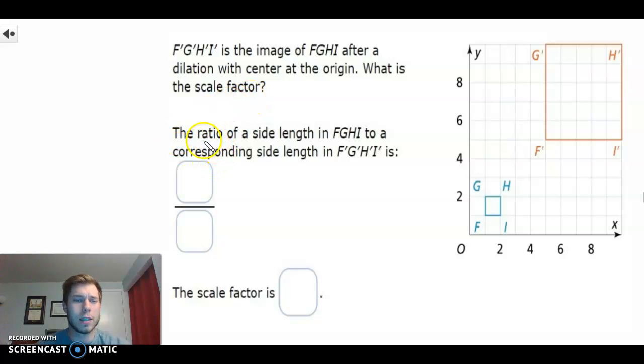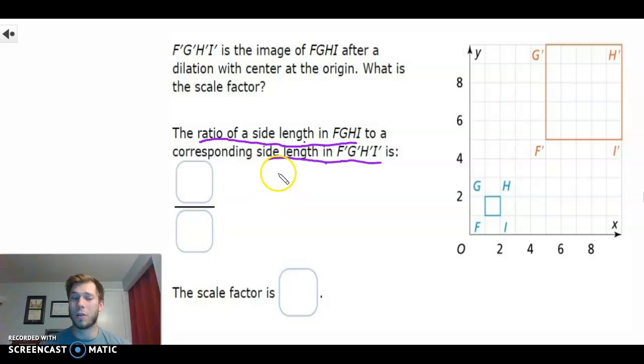Okay. Recall that the scale factor is the ratio of a side length in F'G'H'I' to a corresponding side length in FGHI. This will be your numerator, and this will be your denominator there. So I want you guys to take a moment on your own, see if you can figure out what the scale factor is going to be. You can write it in fraction form, and if it can be simplified, go ahead and simplify that as well. Okay, so do that now.